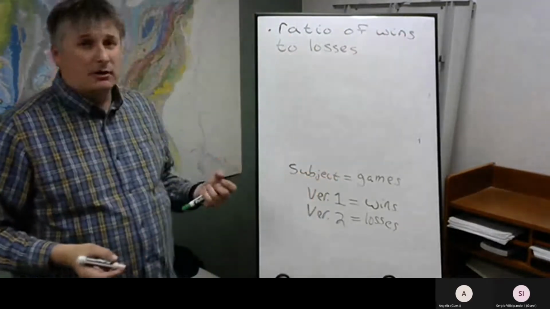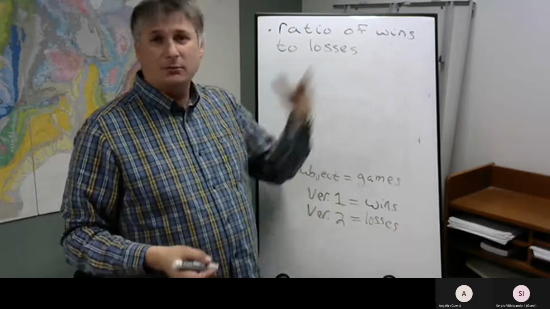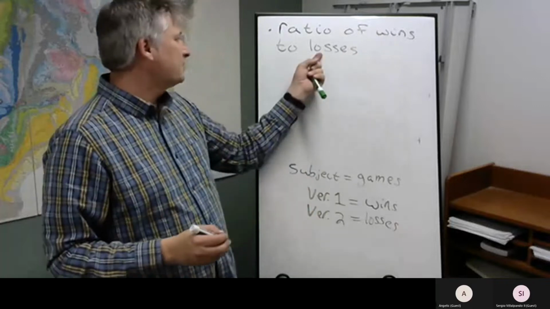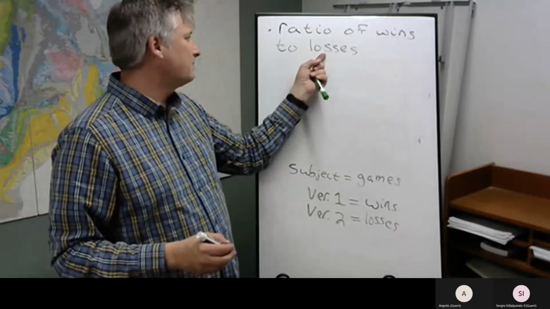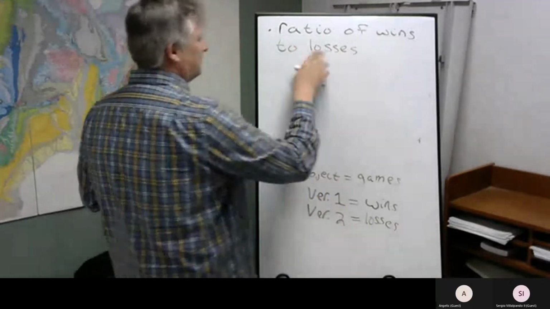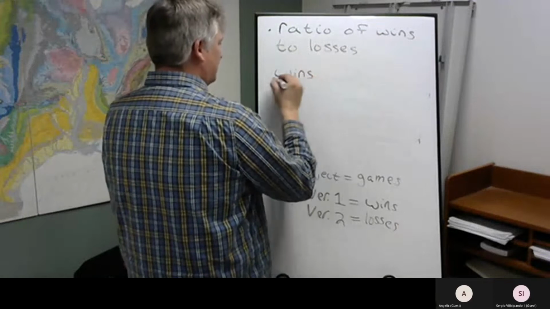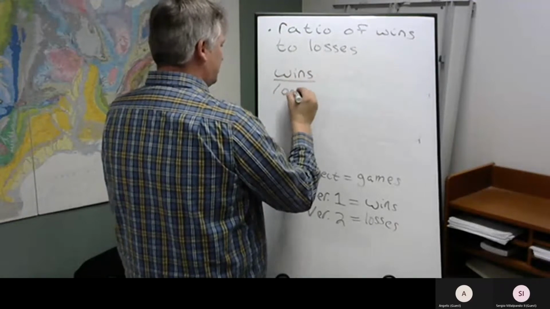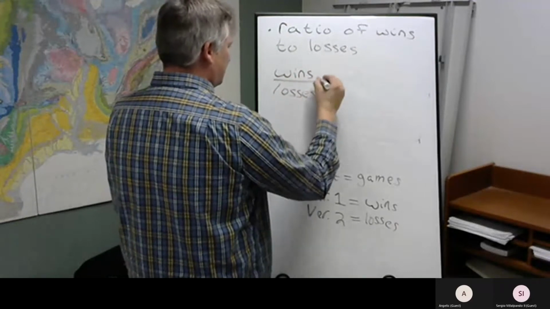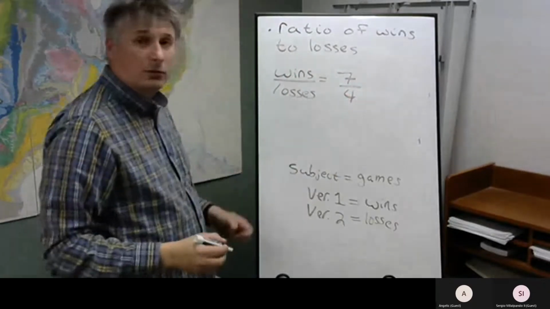Now, a key thing here, we talk about ratios. The first version, that's what goes on top. Second version is going to be, or the second one's going to be what goes on bottom. So first, second. So we're going to have wins over losses, which will be 7 over 4.